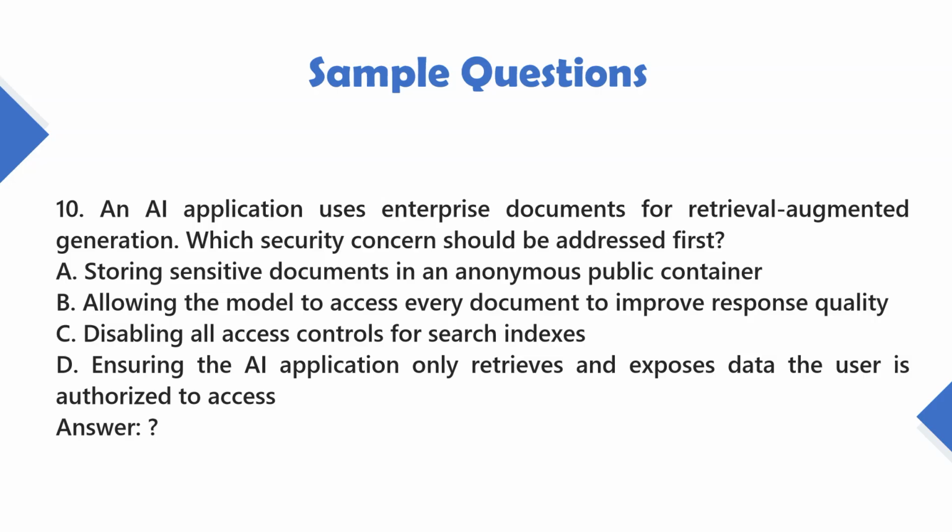10. An AI application uses enterprise documents for retrieval augmented generation. Which security concern should be addressed first? A. Storing sensitive documents in an anonymous public container. B. Allowing the model to access every document to improve response quality. C. Disabling all access controls for search indexes. D. Ensuring the AI application only retrieves and exposes data the user is authorized to access.